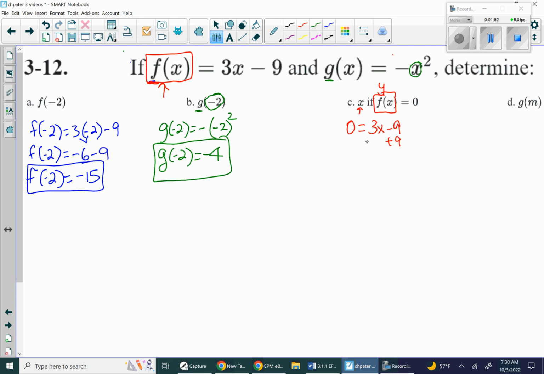So we're going to add 9 to both sides. 9 equals 3x. Divide by 3 on both sides. And x equals 3. Notice the difference. Notice the difference that we have.